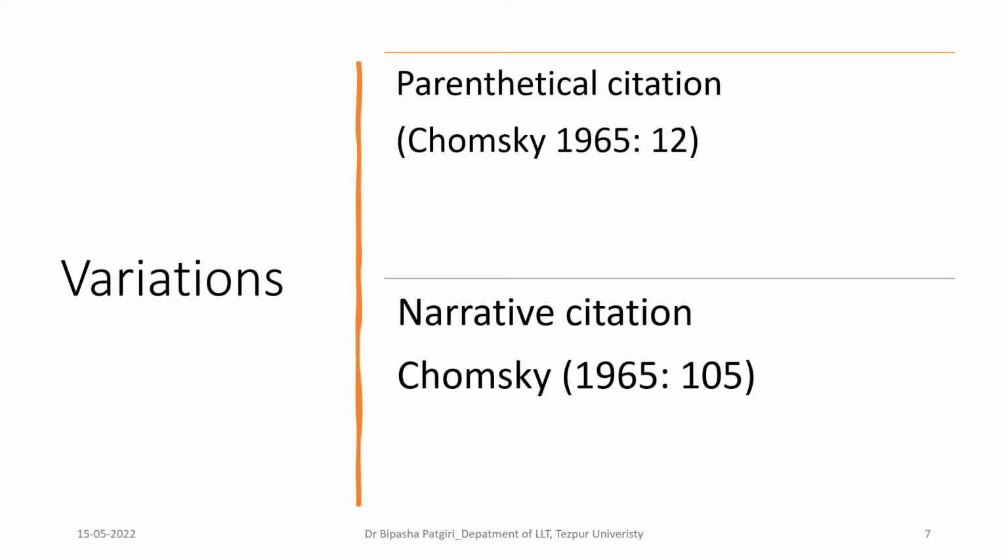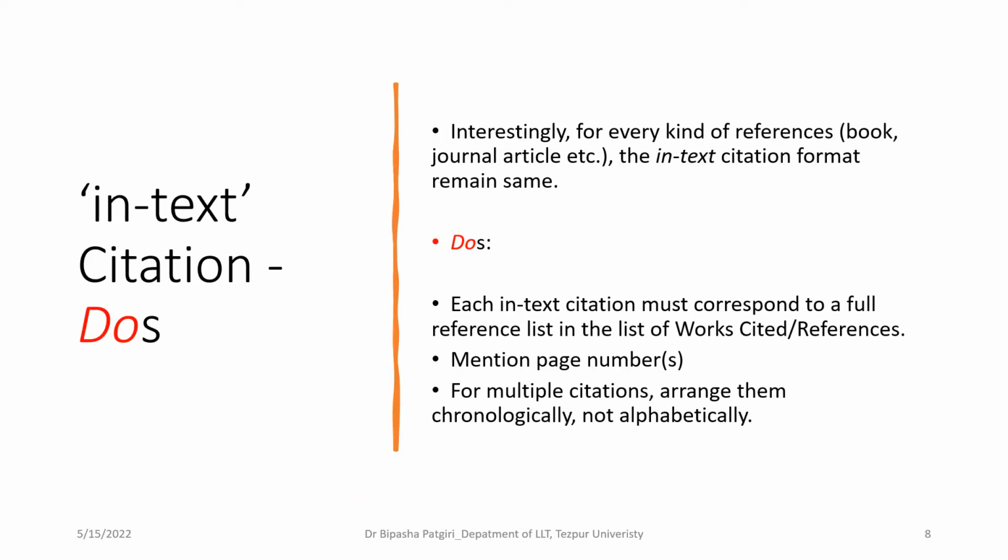All right. Now, some variations do occur. If you talk about parenthetical citation, then at the end of the definition or quotation, you can write Chomsky 1965, page number 12. But when you say that Chomsky said that generative syntax so and so, then you can say Chomsky, then within brackets you can write the year of publication separated by the page number, right?